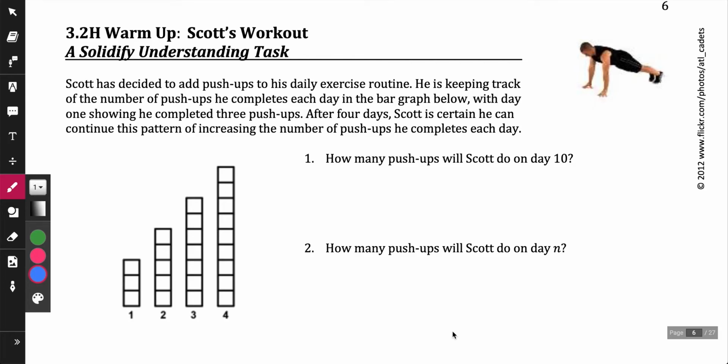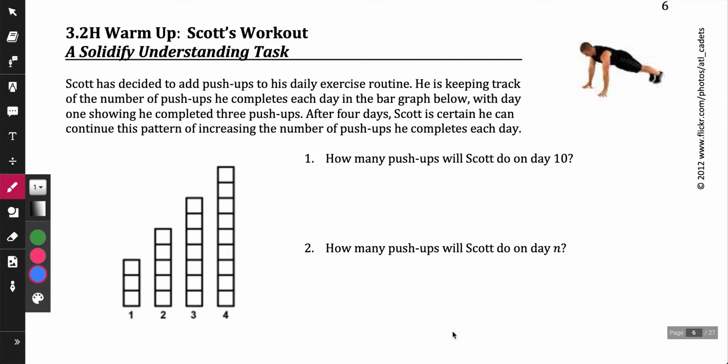Class, we are doing 3.2 warm-up, which is Scott's workout, and we're also going to do the lesson. Okay, so we started this idea in the last lesson of looking at recursive and explicit form. We're going to continue to look at those and how they pertain to a geometric and arithmetic sequence.